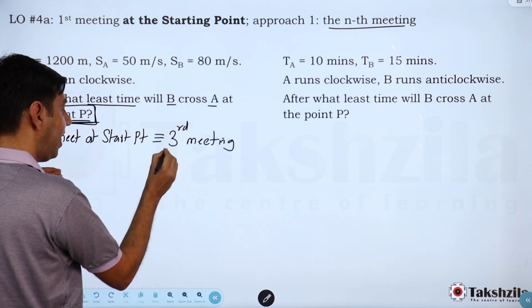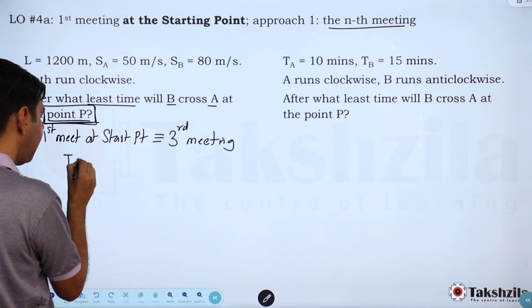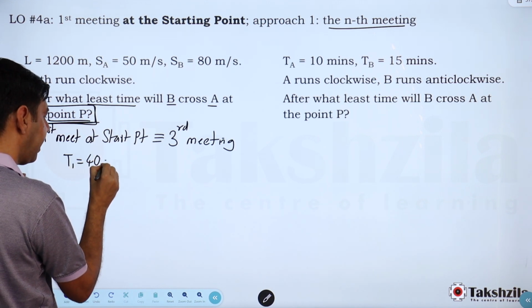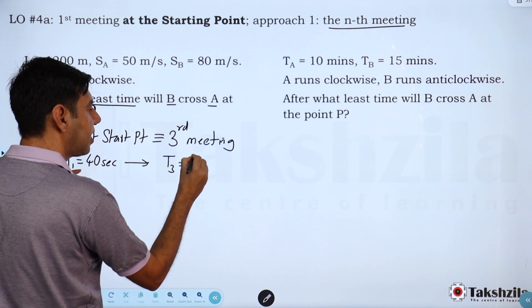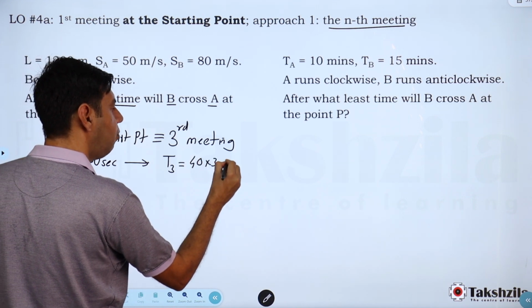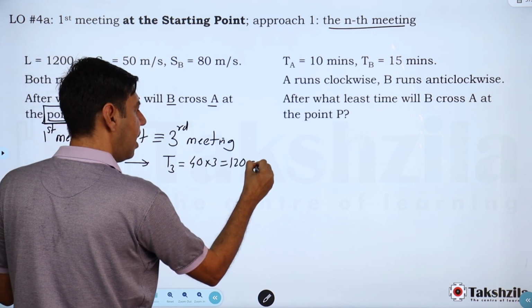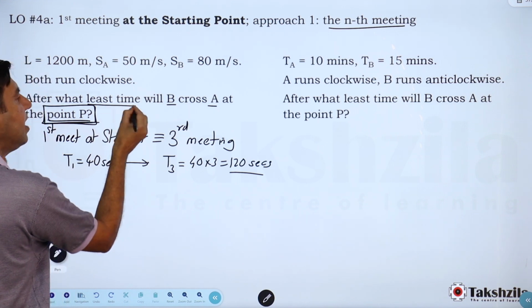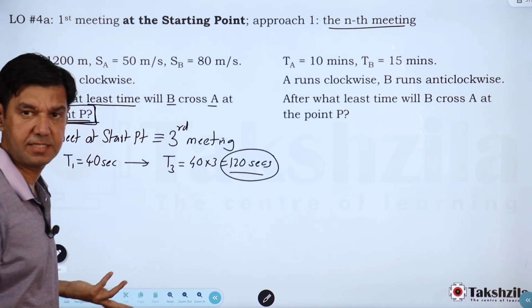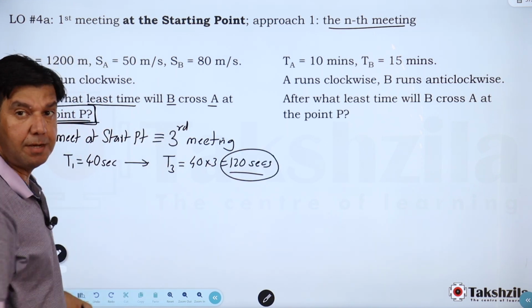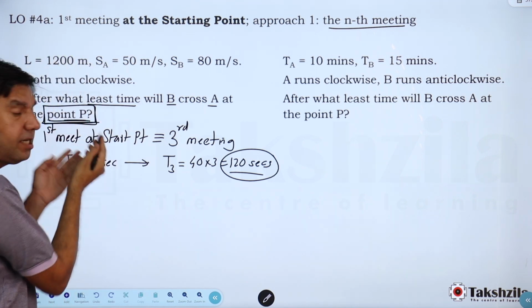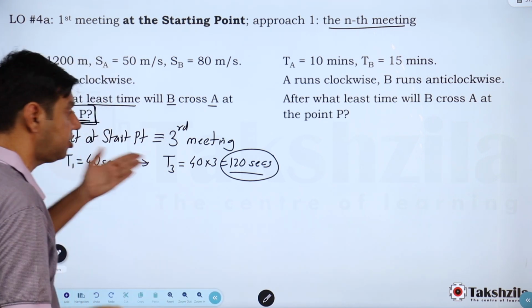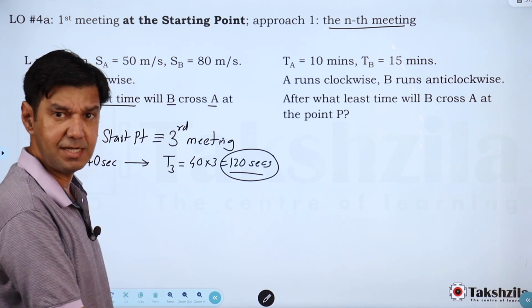Okay, and if I know that the first meeting occurred after 40 seconds, then I know that the third meeting occurred after 40 into 3, 120 seconds. As straight as that, and that's my answer to this, 120 seconds. Should I worry about the distance? Not really. Why? Because the distance, the point is already known in the question. So that's it, it's done.